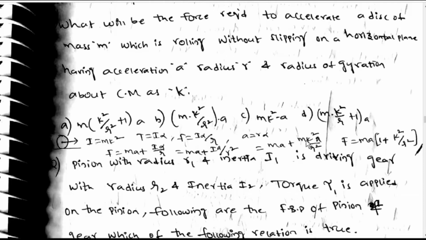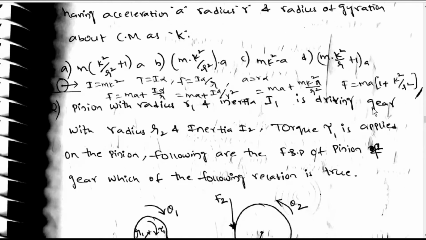A is equal to R alpha. F is equal to MA plus I alpha by R, which is MA plus I into A by R square, that is MA plus MK square A by R square. F is equal to MA into 1 plus K square by R square.